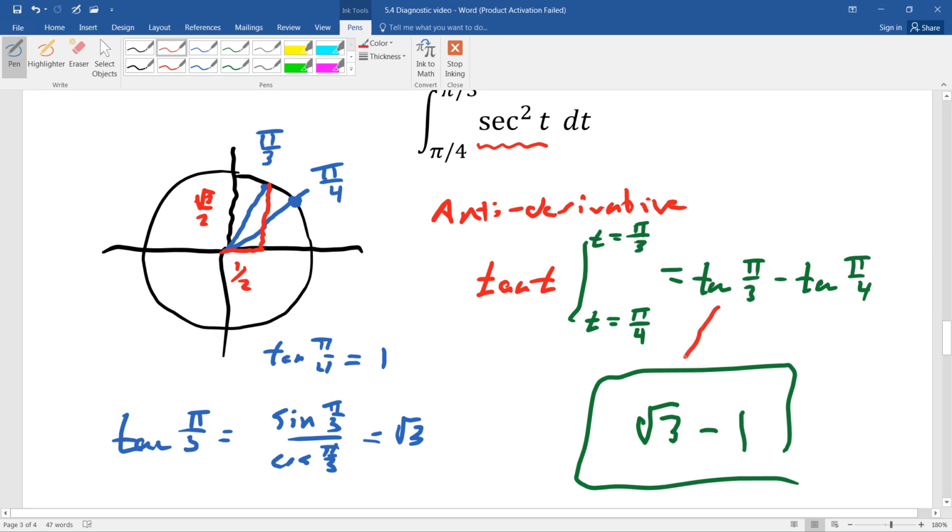The tangent of pi thirds is square root of 3. The tangent of pi fourths is 1. We take the upper limit and subtract the lower.